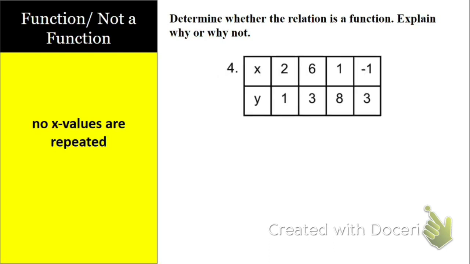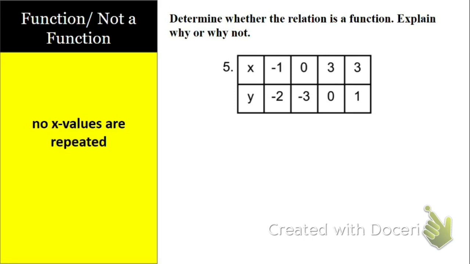In this one, we're identifying whether it's a function or not. So if we're going to identify whether it's a function, we only focus on our x values. So our x values for this one is going to be 2, 6, +1, -1. So because nothing in my x values repeated, that means this one here is a function. Why? Because no values of x repeated. Okay, so let's continue.